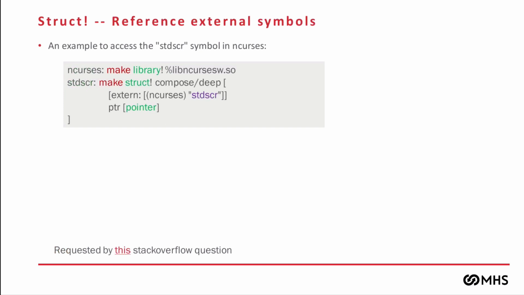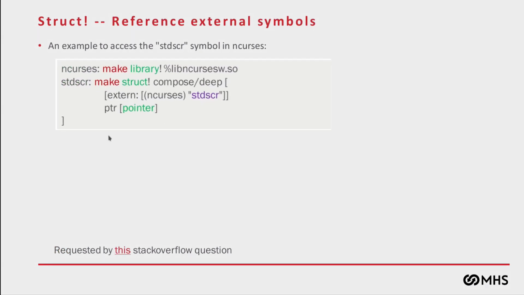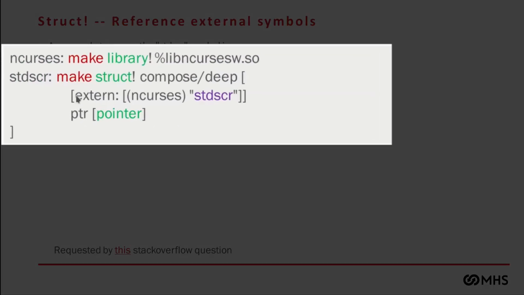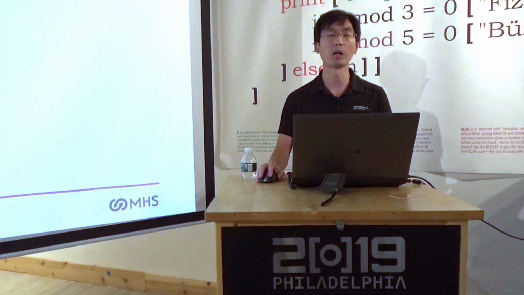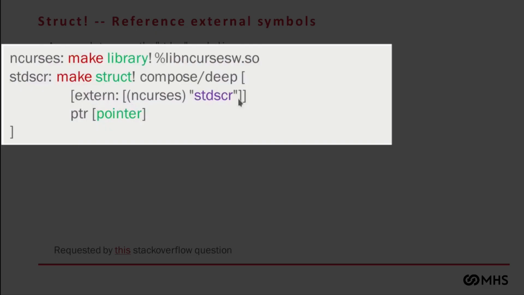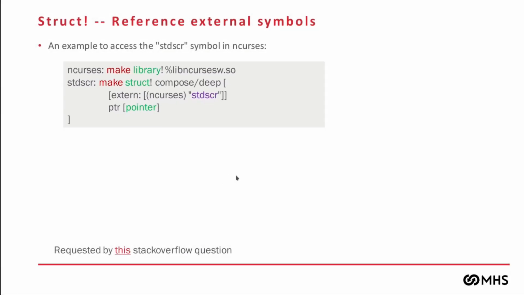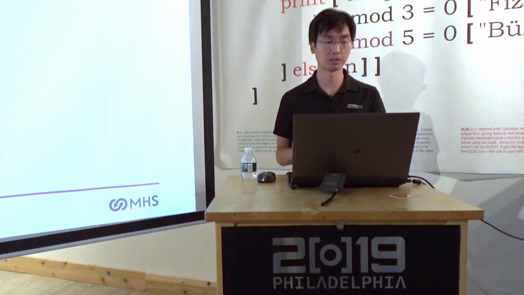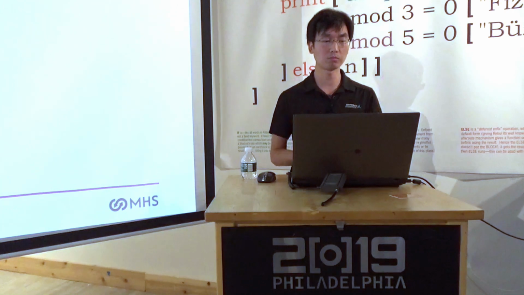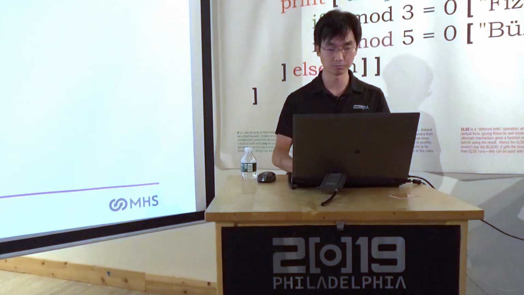So here is an example to access symbols. I'm using another attribute called extern, which takes the library and the name of the variable. I forgot his name, who was just asking for this feature, how to access data from these libraries. I can probably add this.